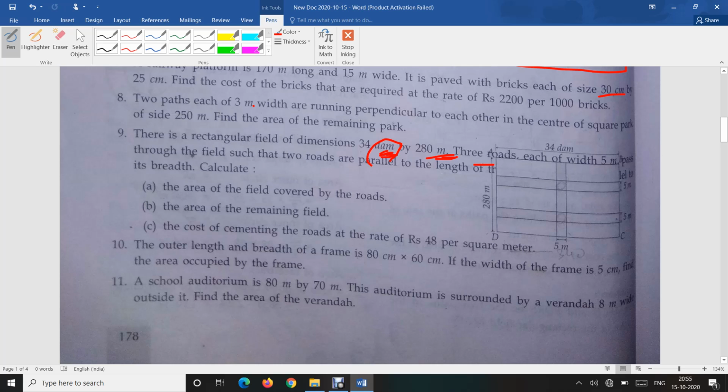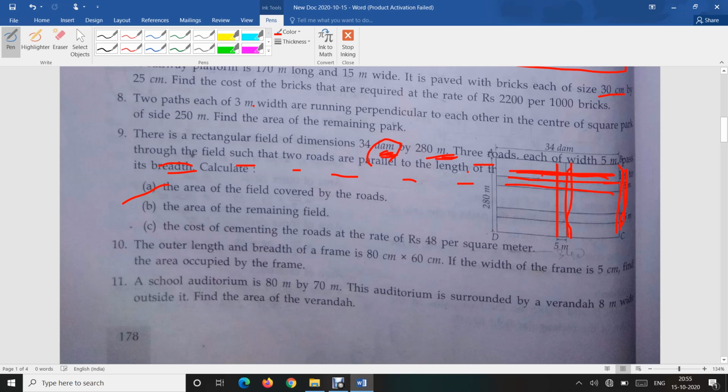Three rods, each of width 5 meter, pass through the field such that 2 rods are parallel to the length and 1 rod is parallel to the breadth, as it is clear from the diagram that 1 rod is parallel to the breadth. So calculate the area of the field covered by the rods.